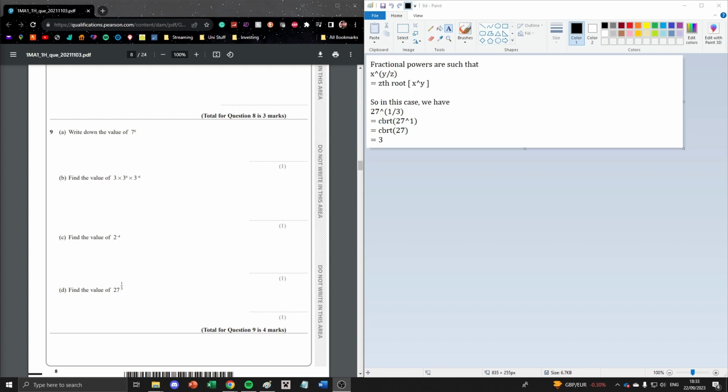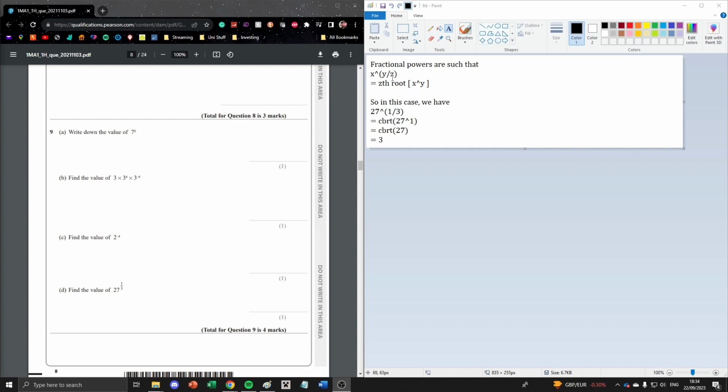And finally, in part D of question 9, we're looking into fractional powers. So we're asked to find the value of 27 to the power of a third. So fractional powers give us the answer such that x to the power of y divided by z gives us the zth root of x to the y. This might be a bit of a confusing concept here.